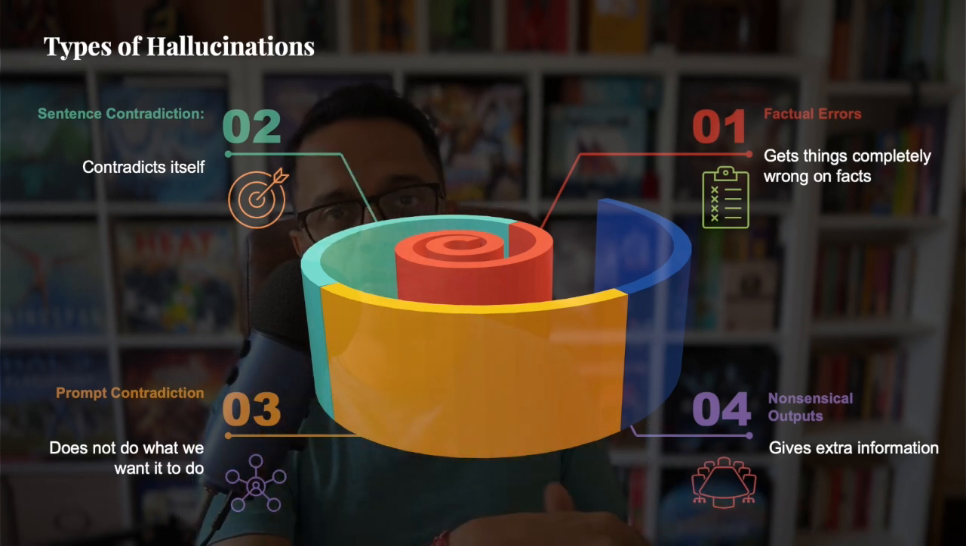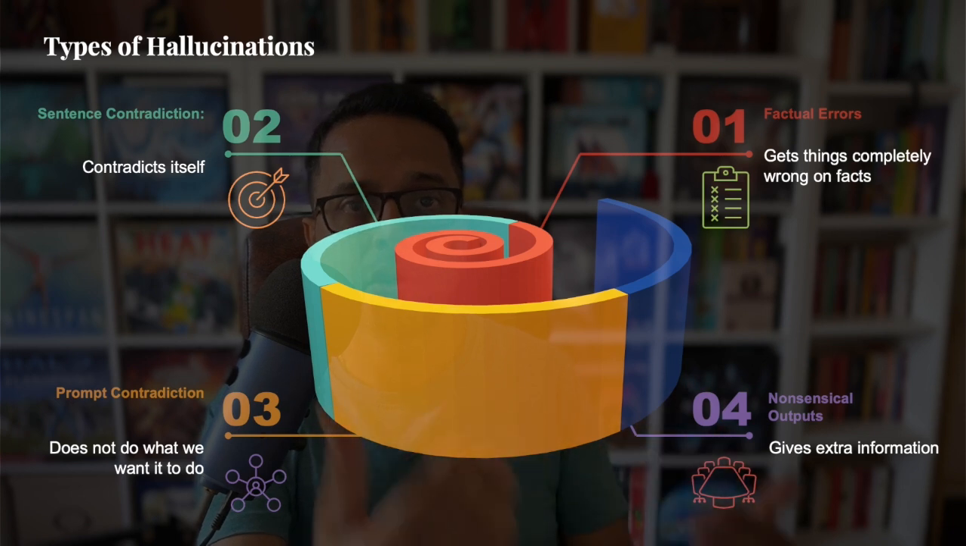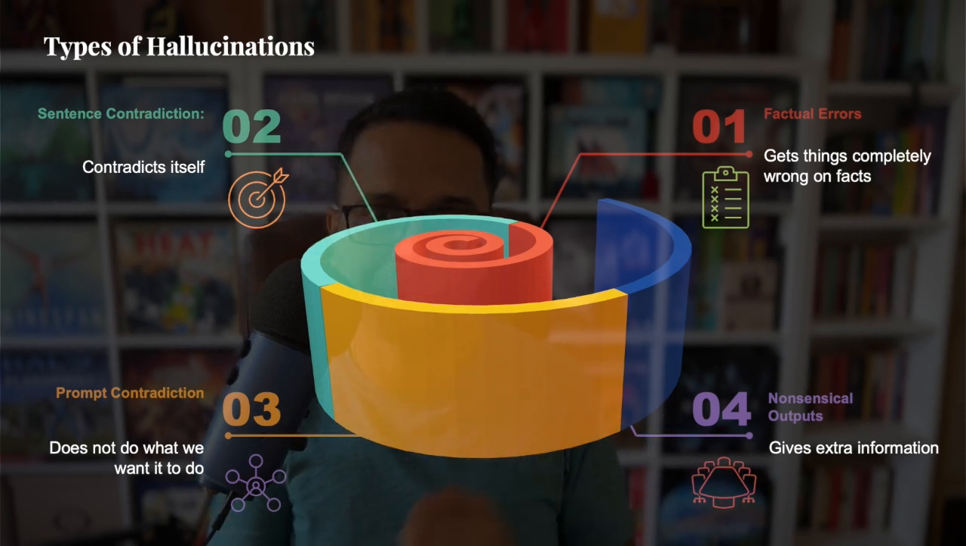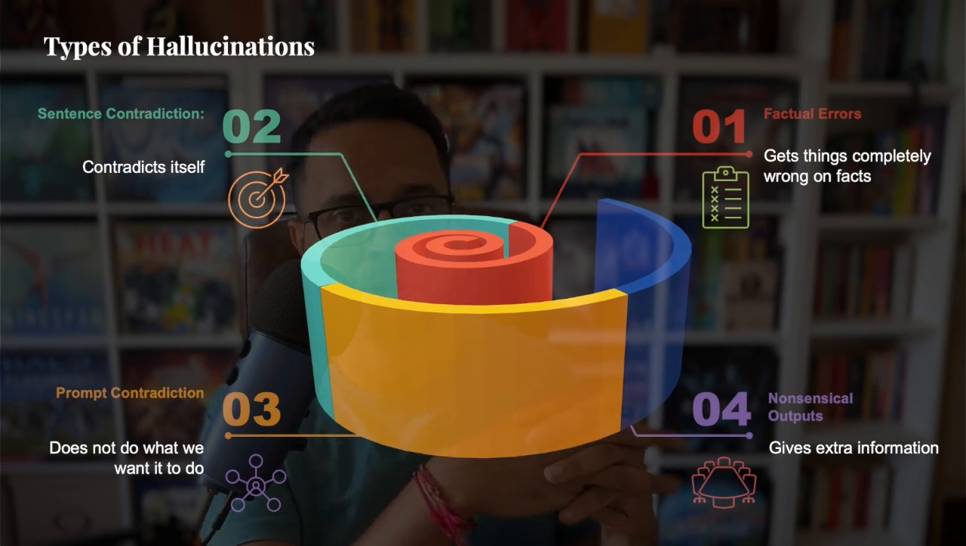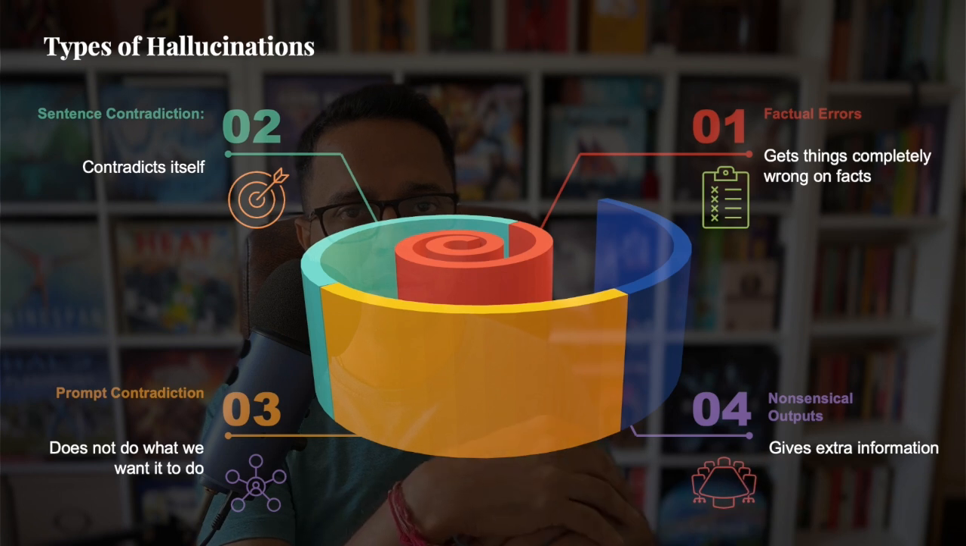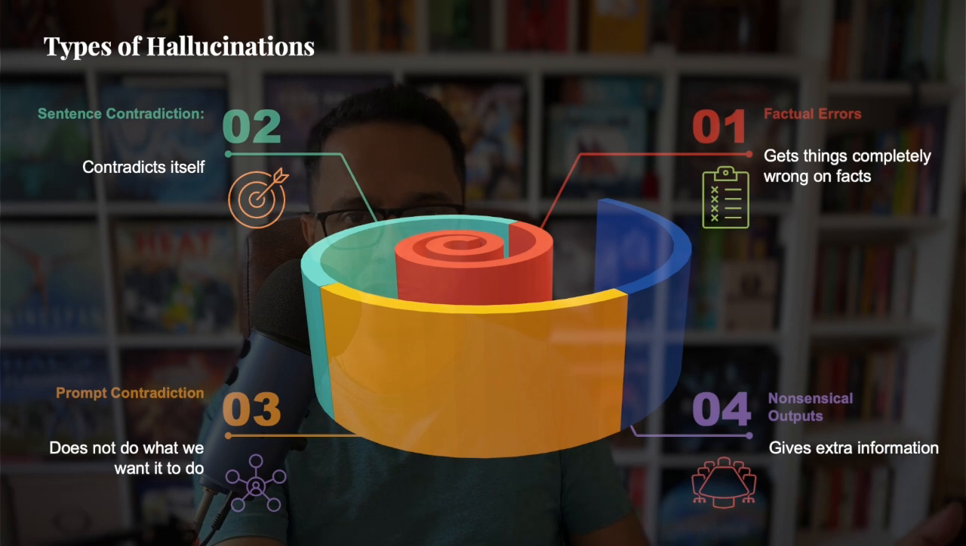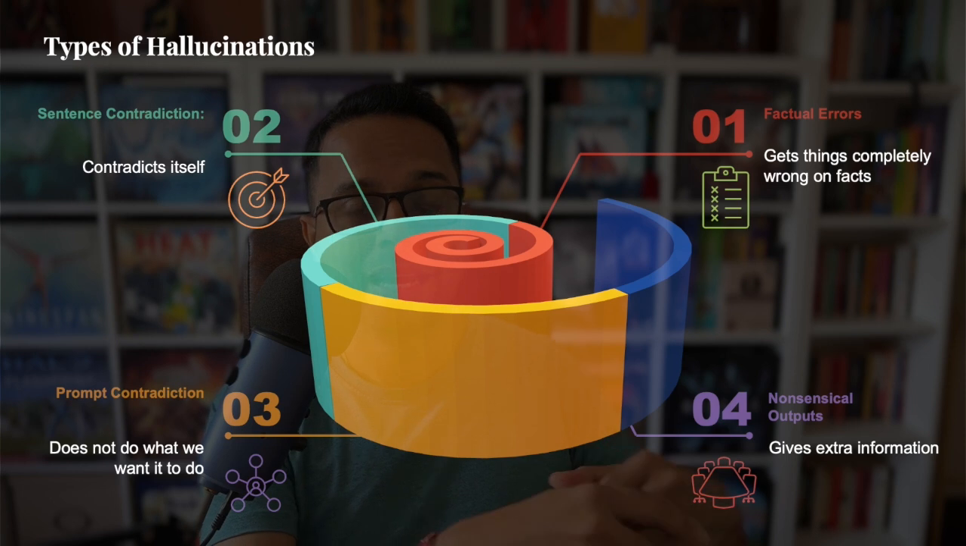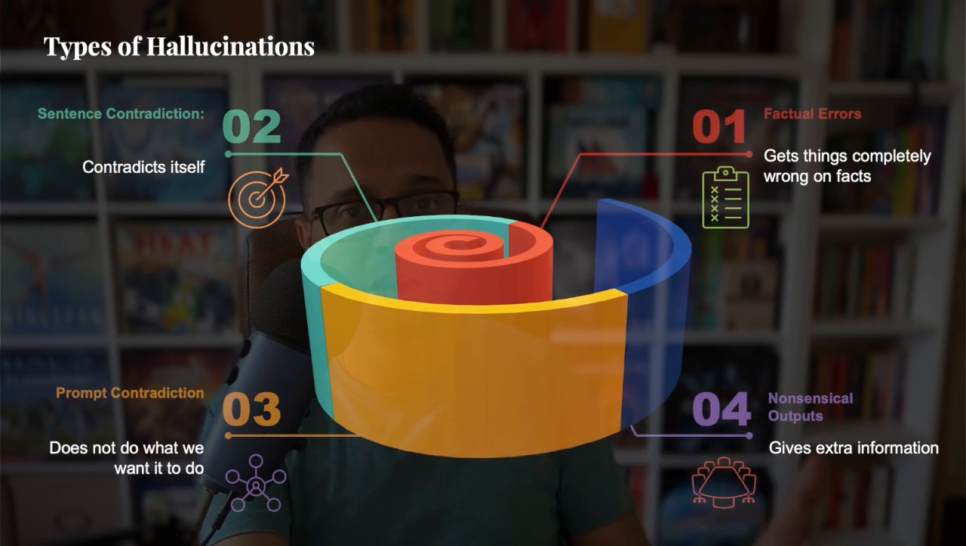The third type of hallucination is called prompt contradiction. I ask it to do something and it does the absolute opposite. Again, you do see this in smaller language models. One example could be: write a positive review for my organization and it writes an absolutely negative review, right? And the fourth and final type of hallucination I want you to concentrate on is called nonsensical outputs.